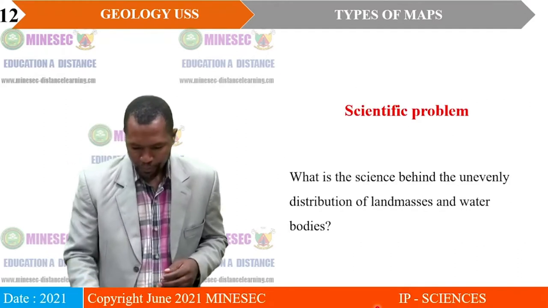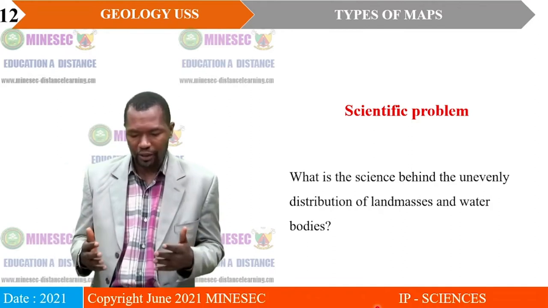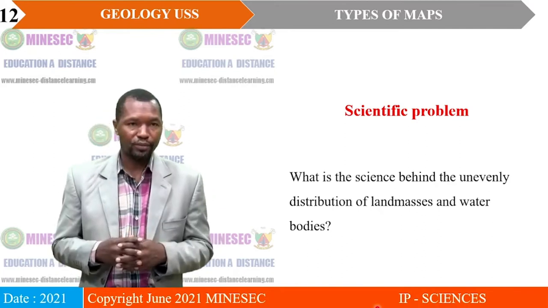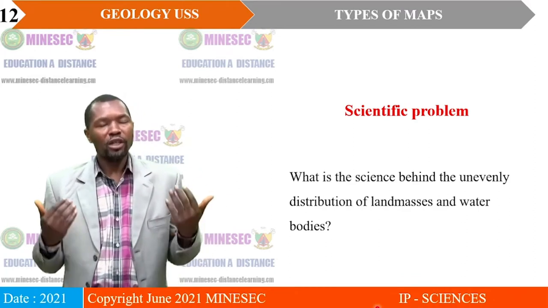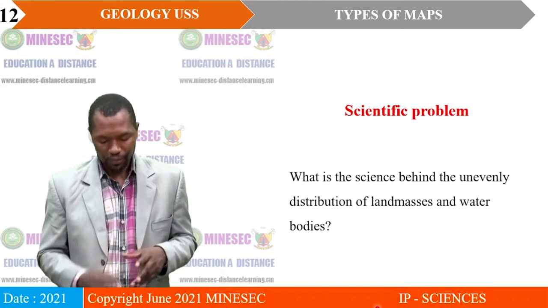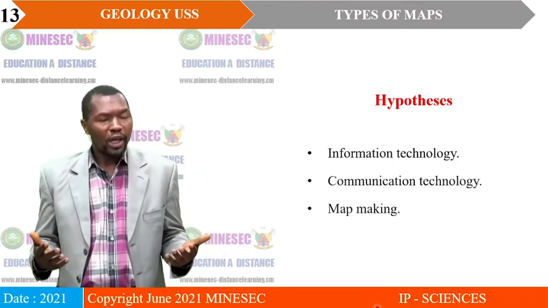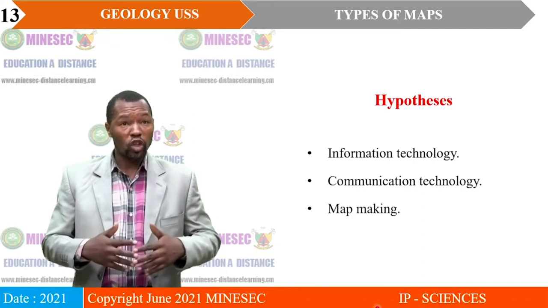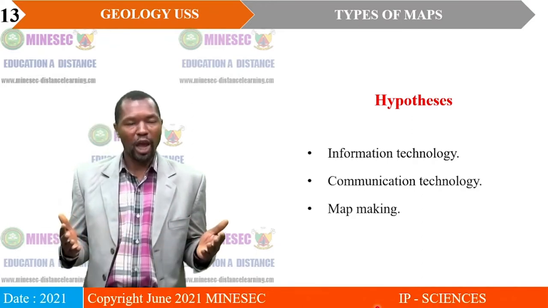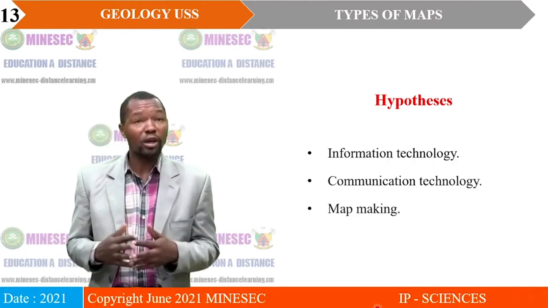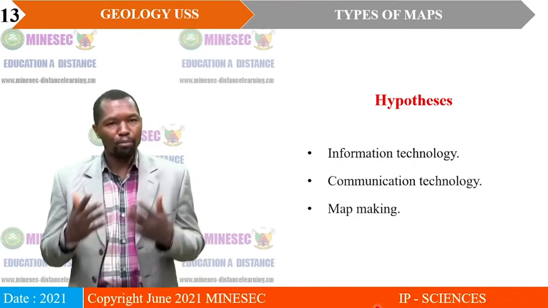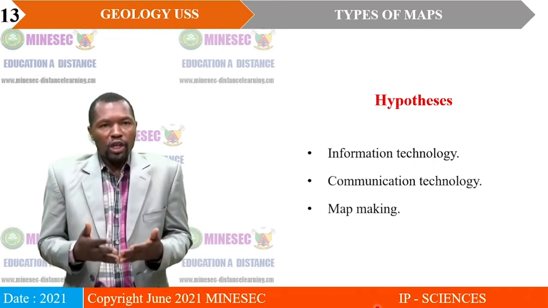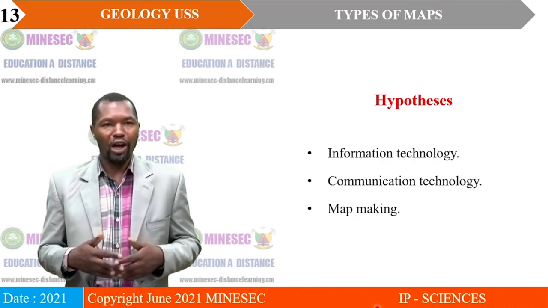Now, scientifically, what is the science behind the unevenly distribution of land masses and water bodies? That is what the economic geologist ponders about. Is the science behind this unevenly distribution of land masses and water bodies based on information technology? Those are just hypotheses. Is it based on communication technology? Or is it based on map making? Whichever be the right or the possible hypothesis, we will see and resolve it as we go through our lesson.